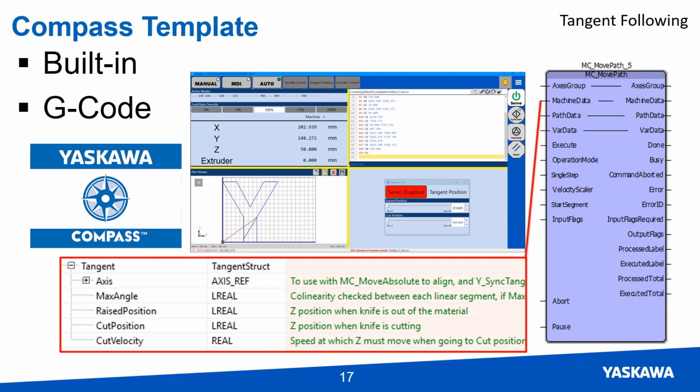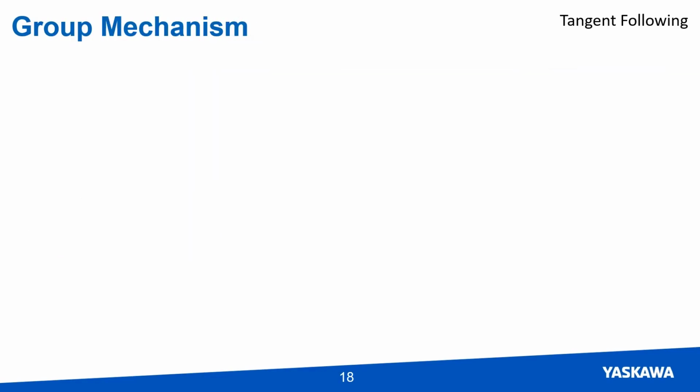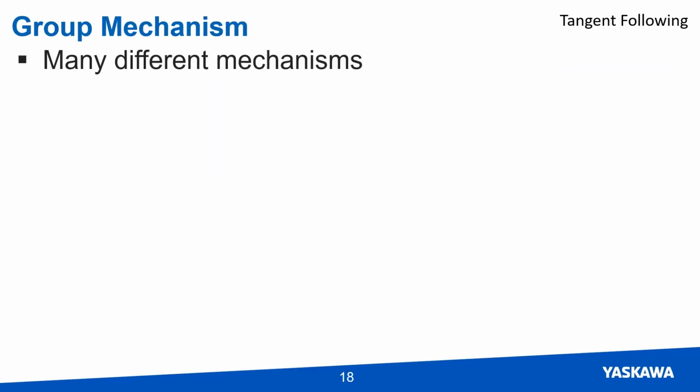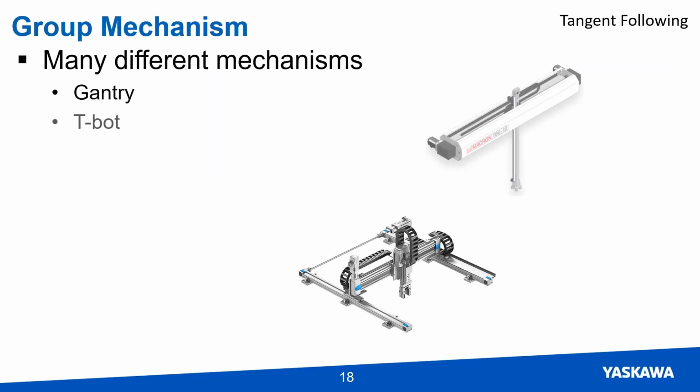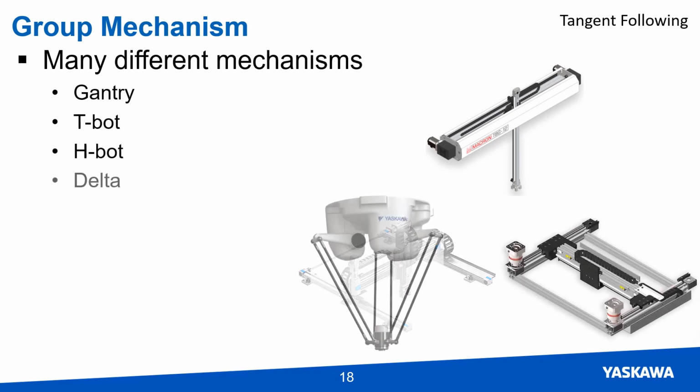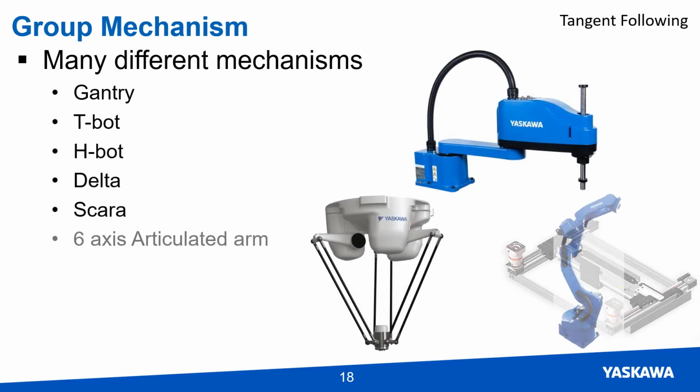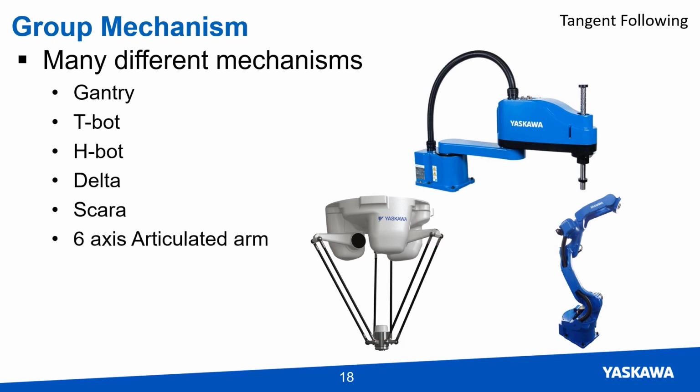By the way, Compass, along with its template, has tangent following built in. Compass is a user interface that streams G-code commands to the controller, which then moves a multi-axis mechanism. Tangent following can be used on different types of mechanisms other than just gantries, because it is controlled separately of the group mechanism. All of these mechanisms are supported in MotionWorks IEC.